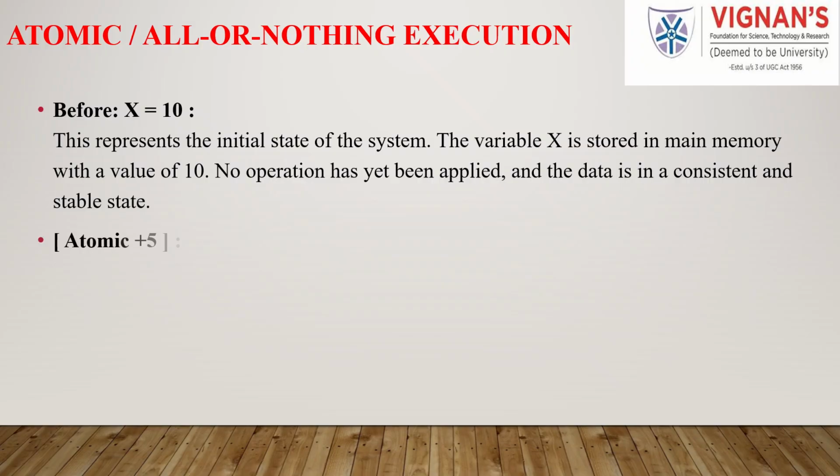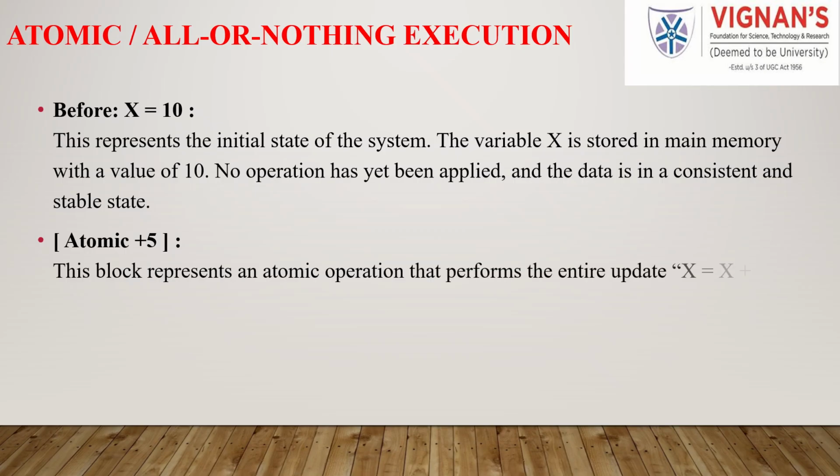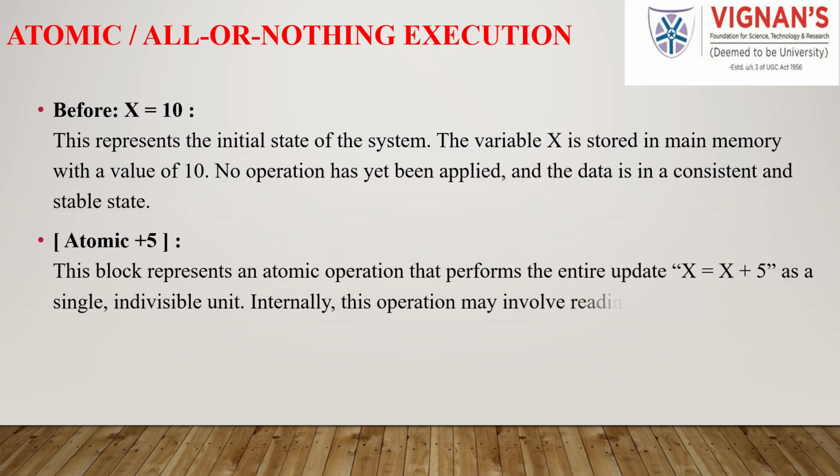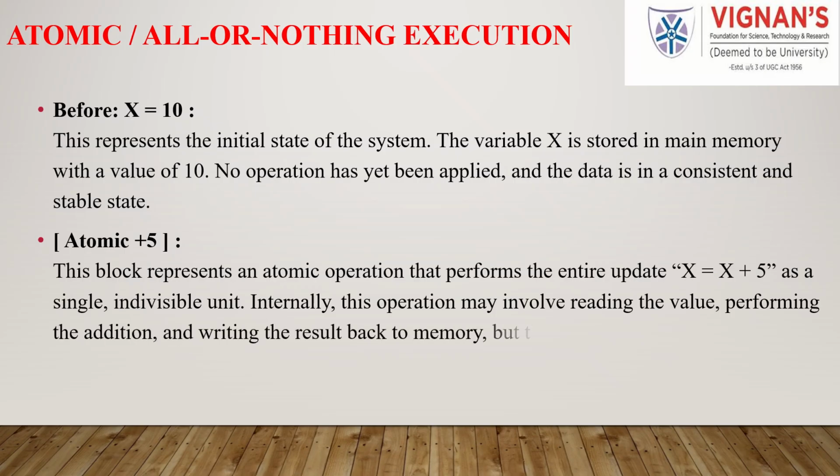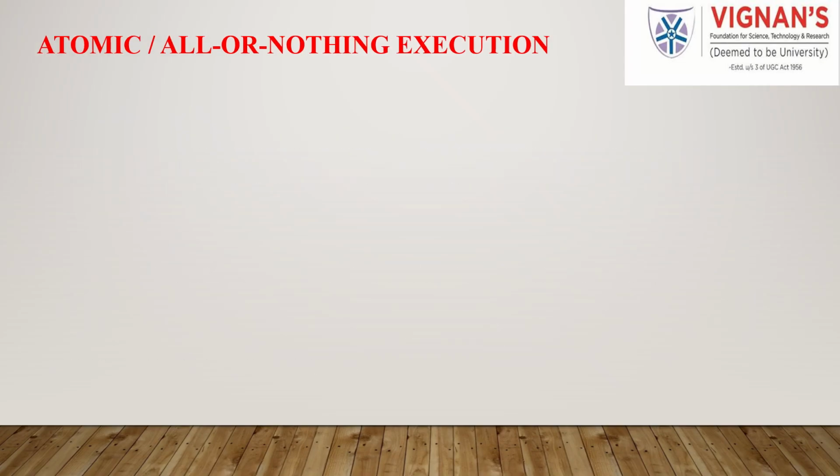Atomic +5. This block represents an atomic operation that performs the update x equals x plus 5 as a single, indivisible unit. Although internally the system may read the value, perform the addition, and write the result back to memory, these steps occur as one unit and cannot be interrupted or observed individually by other processes. Indivisible nature of atomic operation.